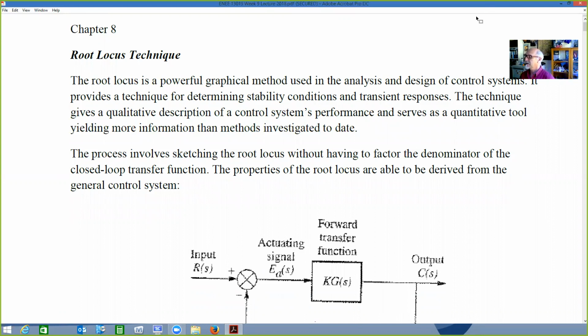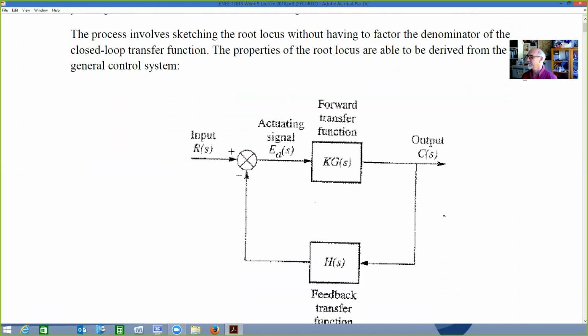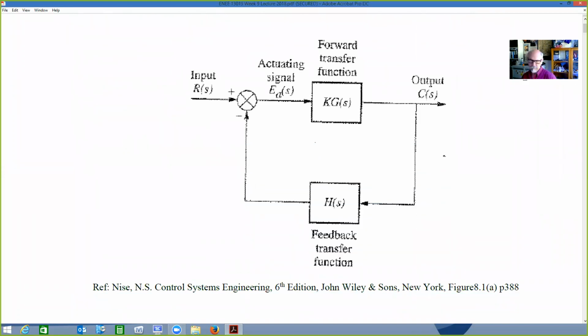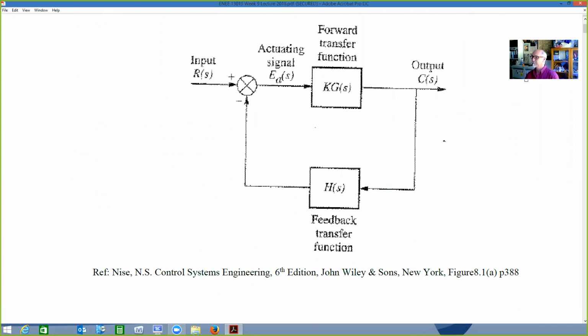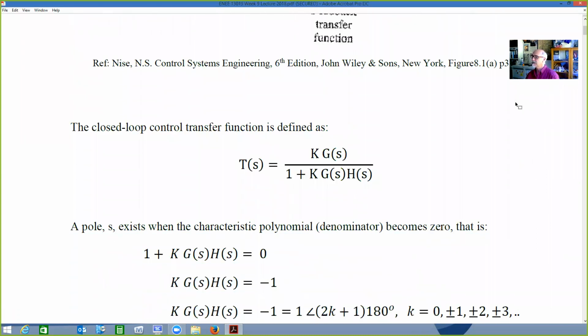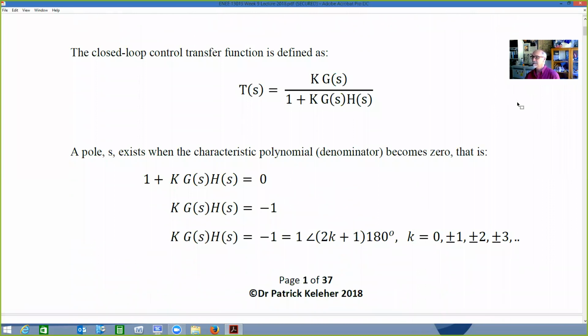Now, the process involves sketching the root locus without having to factor the denominator of the closed loop transfer function, that characteristic equation. The properties of the root locus are able to be derived from the general control system. So, okay, there's a general control system: input, output, of course. We've got some feedback, and of course, we've got our forward transfer function. Closed loop control transfer function, since it is a feedback system, is given by T(s) equals K G(s) divided by 1 plus K G(s) H(s). That's a typical format for feedback.